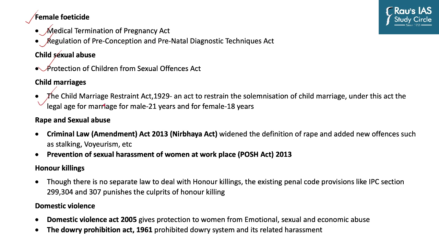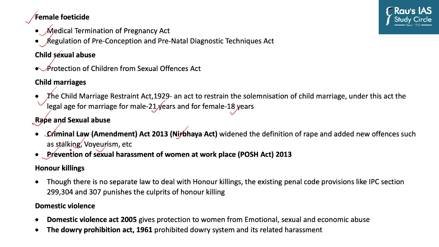Then we have the Child Marriage Restraint Act 1929, which restrains the solemnization of child marriage. And under this act, the legal age of marriage for males is 21 years and for females it is 18 years. Then with respect to the special problem of rape and sexual abuse, we have the Criminal Law Amendment Act 2013, also known as the Nirbhaya Act, which has widened the definition of rape and added new offences such as stalking and voyeurism, which did not exist earlier under the penal code.